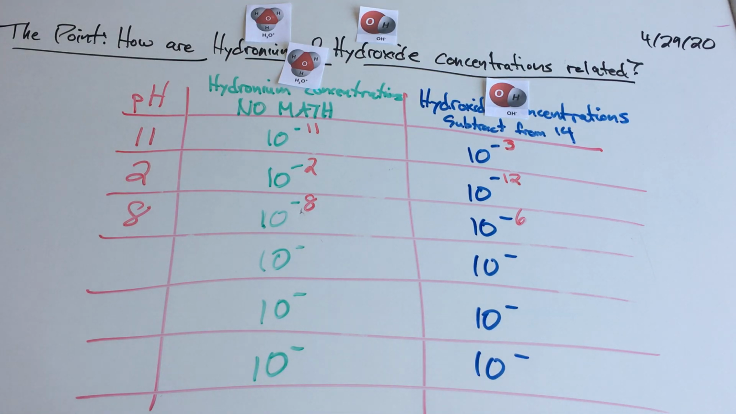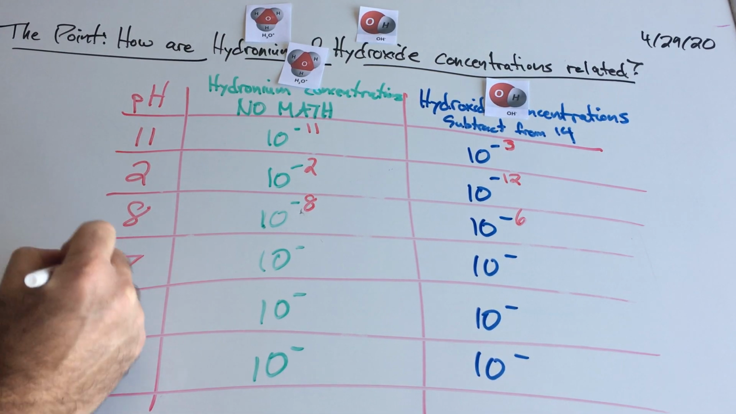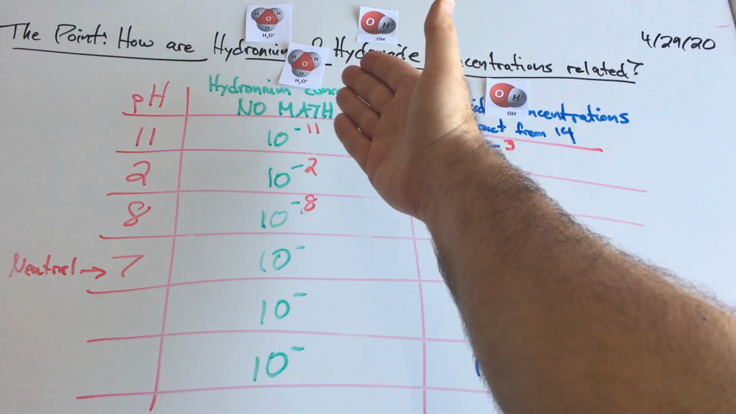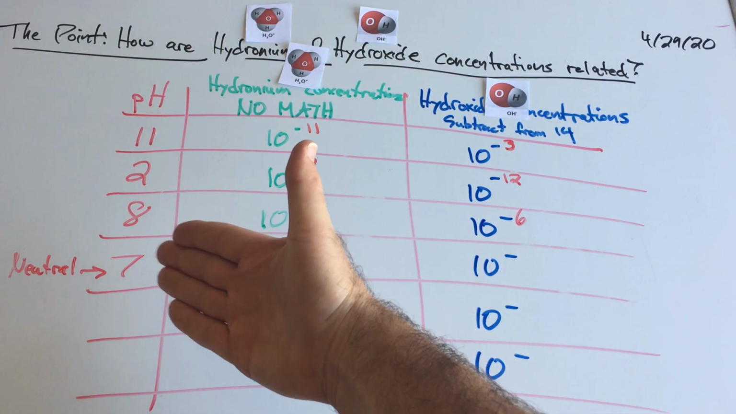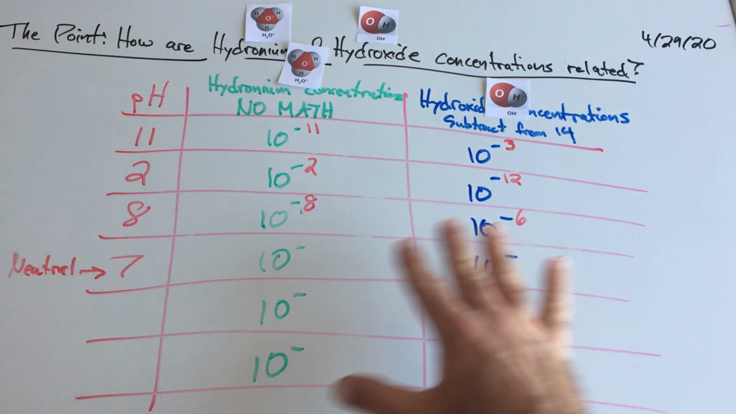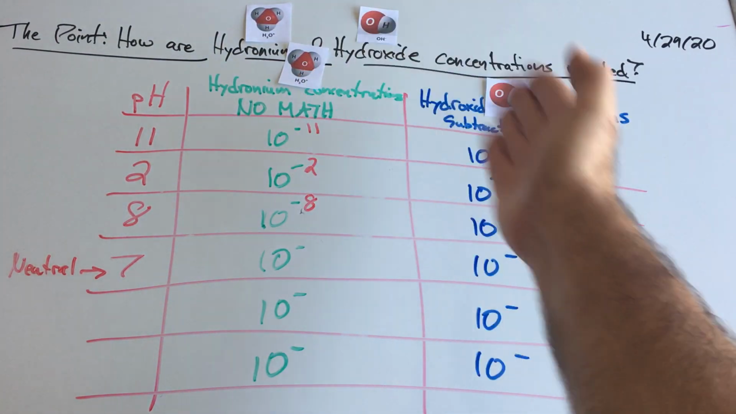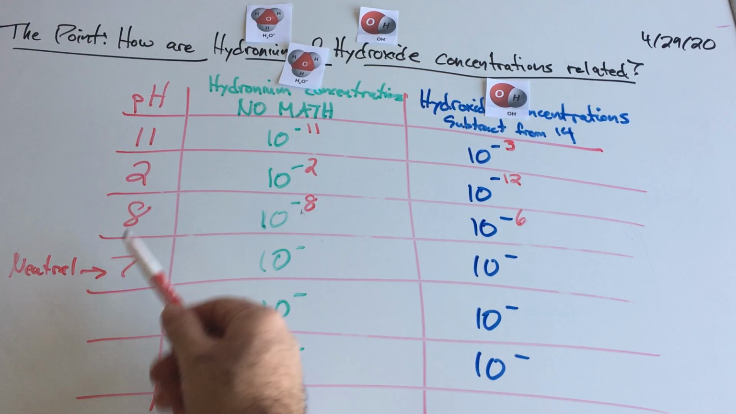Okay, what about, I don't know, 7? Now we know something about 7. We know that 7 is neutral. And what that means is that's where acids and bases are equal. It's neither. So there should be something unique about 7. I should see something mathematically about 7 that makes me feel that it's neutral. Somehow these concentrations would be neutralized. Well, let's find out. Again, 10 to the negative whatever it is.